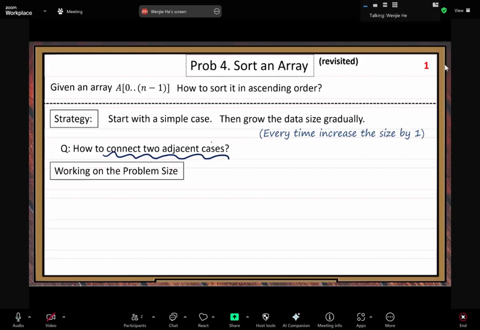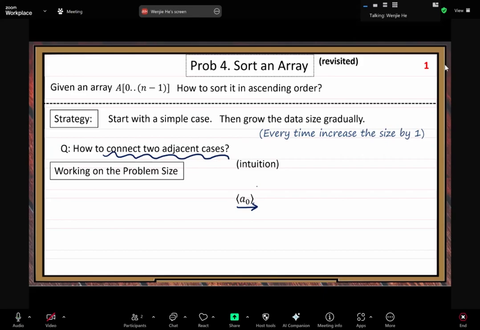All right. Let's work on the problem size. When we start, we want to start with the simplest case. So what's the simplest case? An array containing only one element. That's the simplest case to start with. If we treat this special data case as an array, it is automatically ordered, right? We do not need to do anything. There is no need to do any comparison here. It's already ordered.